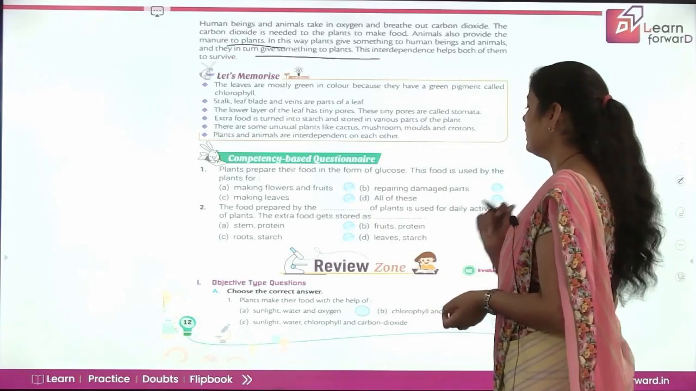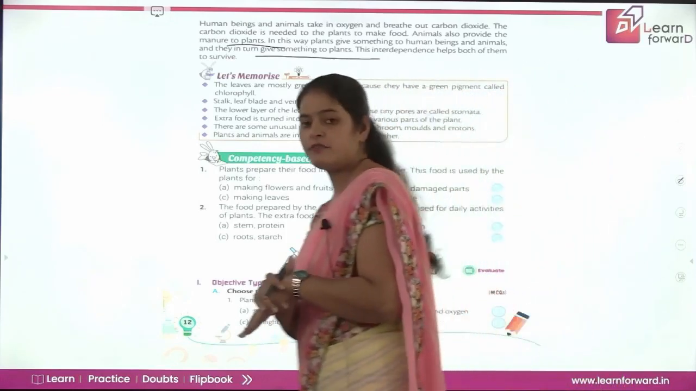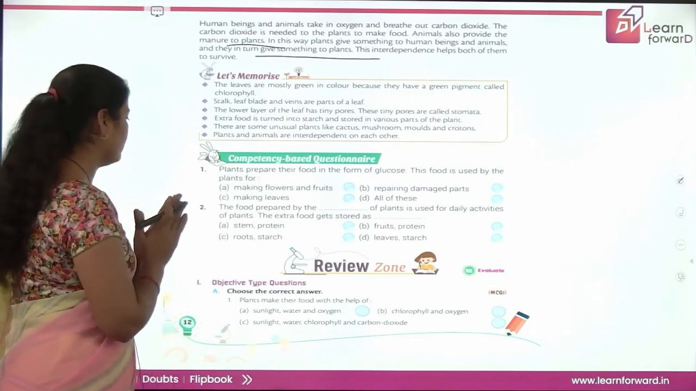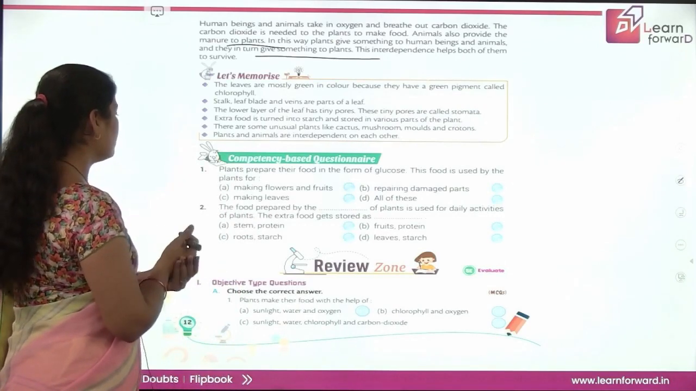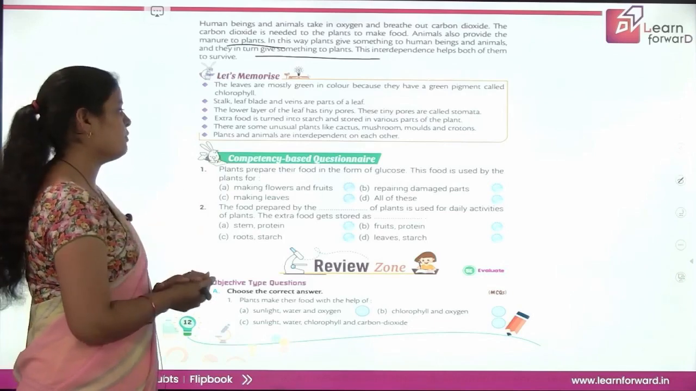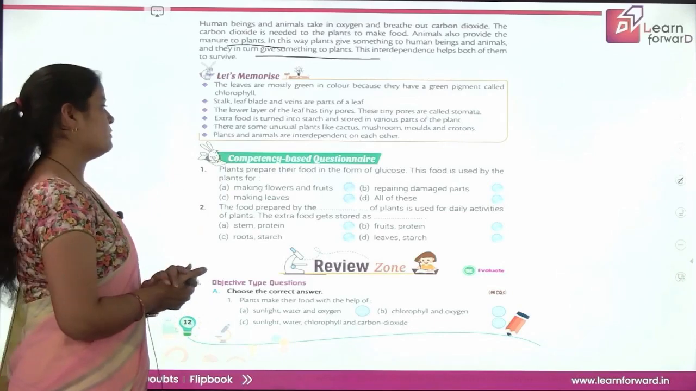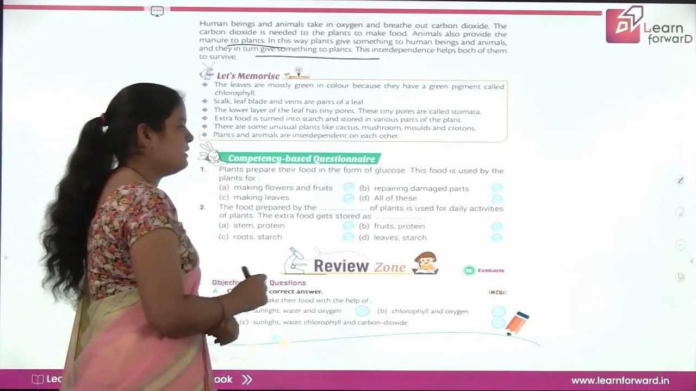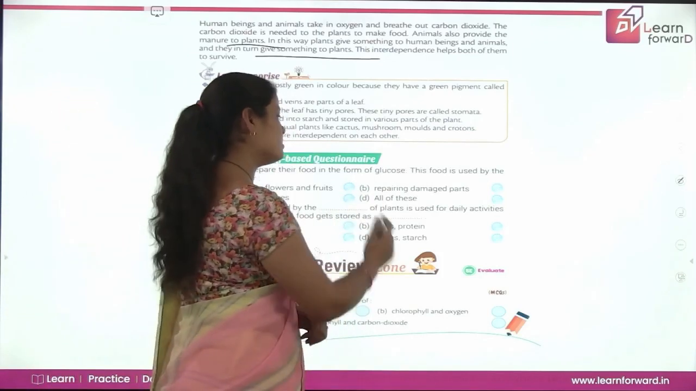Now complete the exercises. We have studied enough about photosynthesis, green plants and the types of pigments that they have. So let's start. First question: plants prepare their food in the form of glucose. True. This food is used by the plants for making flowers and fruits, making leaves, repairing damaged parts, all of these.